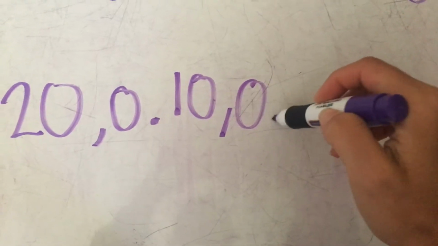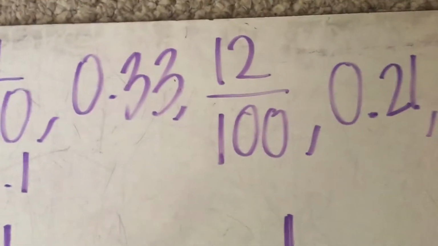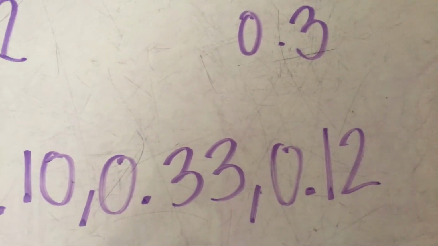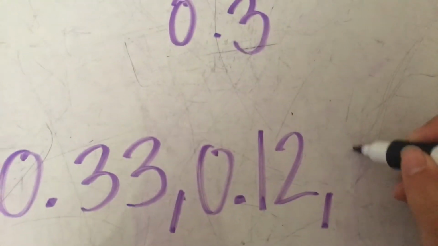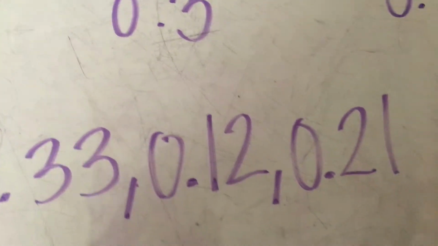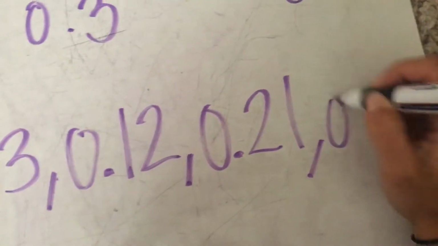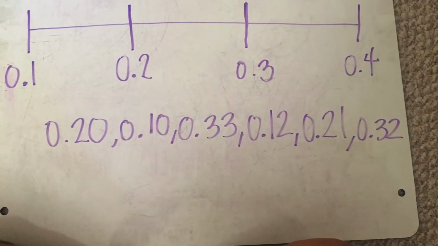So we do not have to change that. 0.33. Okay? Now we have 12 hundredths. So we just have to convert that into a decimal. So we write 0.12. Okay? We have 0.21, so that is already in hundredths. And then we have 32 hundredths, which we just write as 0.32. Okay, so now we've converted all of our decimals into hundredths, so now we have to plot them on our number line.